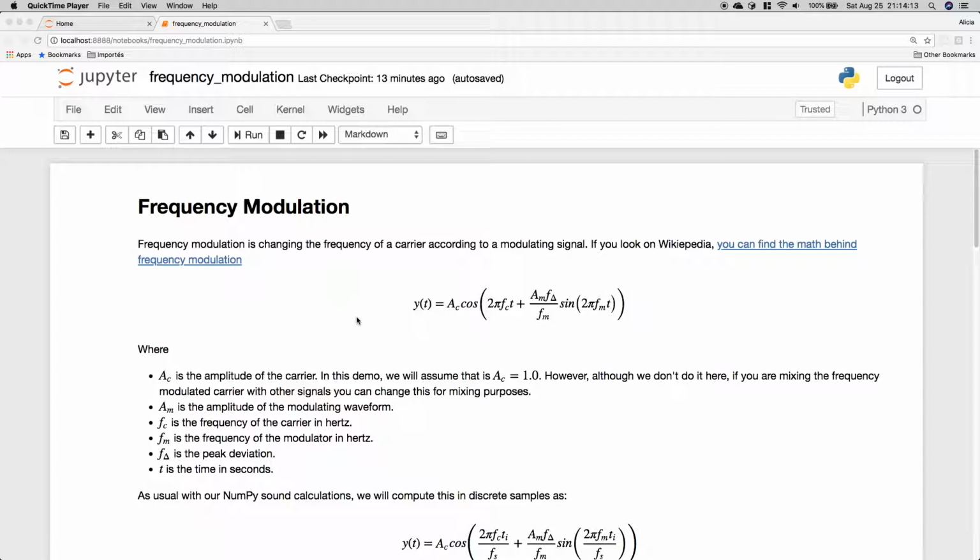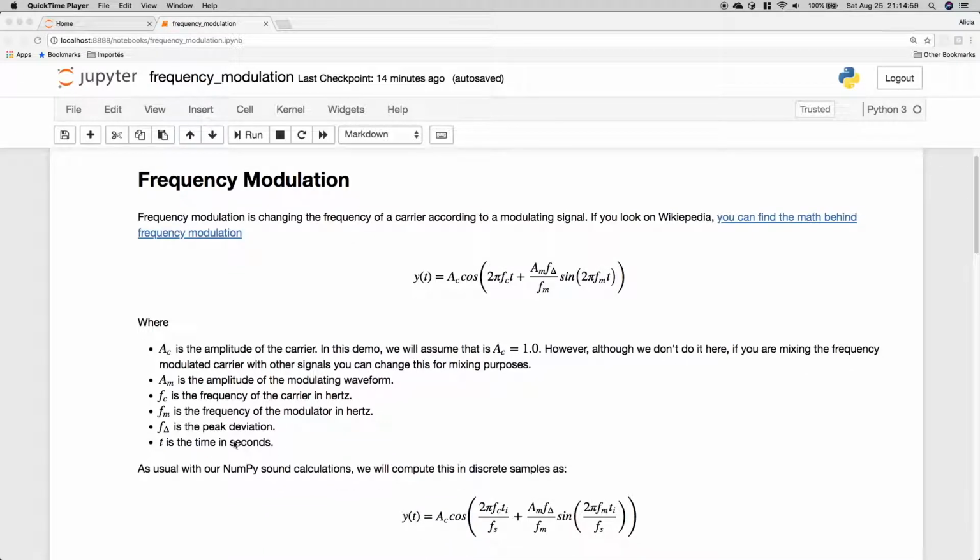And in this notebook, we have the equations and the Python that will actually make the sound file. So let's just breeze through this because I don't want to spend a ton of time on the math. Let's get down to the coding. But the basic thing that we get from Wikipedia has AC, the amplitude of the carrier. We leave it 1 in this demo. If you were to mix it in with other waveforms in NumPy, you'd want to change that, but we're not that sophisticated right now. AM is the amplitude of the modulating waveform, which the louder the amplitude is of that waveform, then the more frequency modulation effect you'll have. FM is the frequency of the modulator in hertz. FC is the frequency of the carrier in hertz. F delta is the peak deviation. And T is the time in seconds.